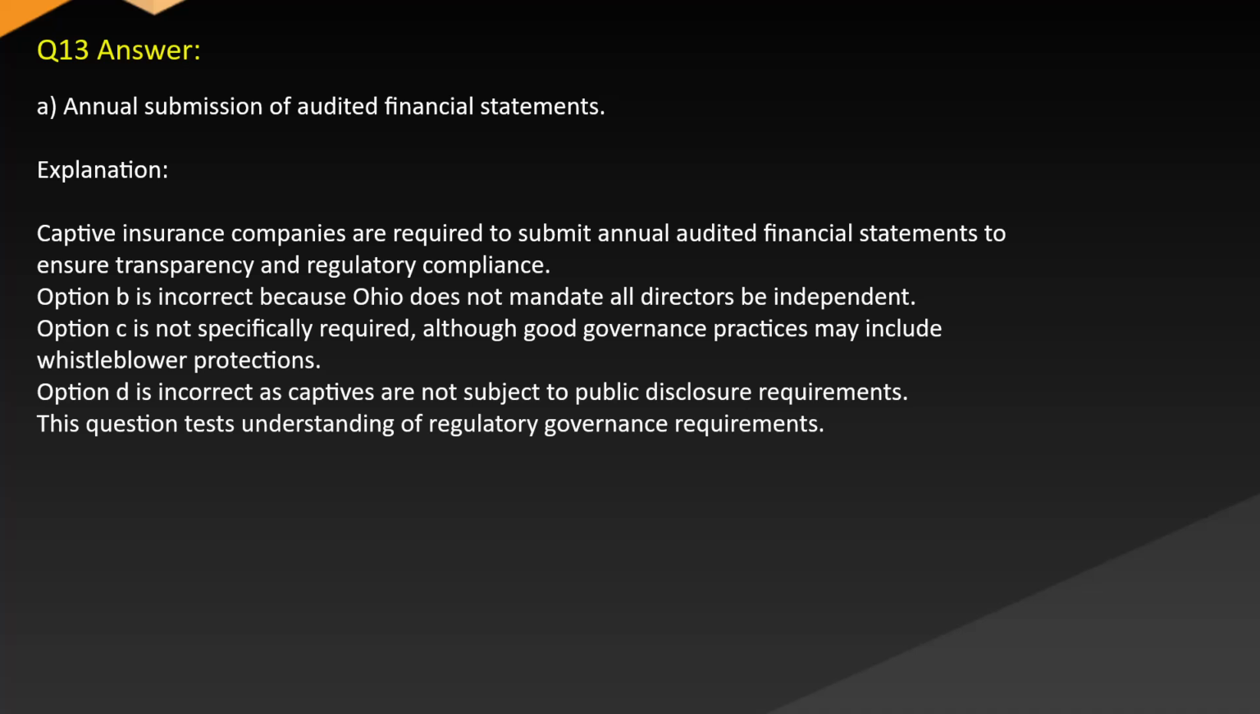Option B is incorrect because Ohio does not mandate all directors be independent. Option C is not specifically required, although good governance practices may include whistleblower protections. Option D is incorrect as captives are not subject to public disclosure requirements. This question tests understanding of regulatory governance requirements.